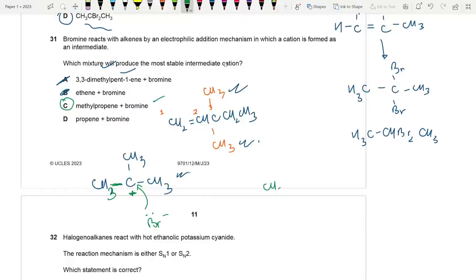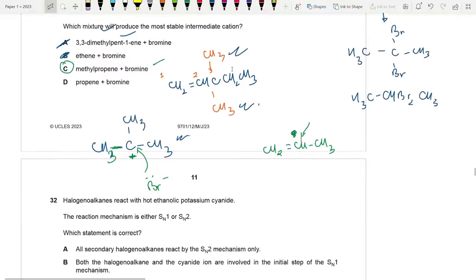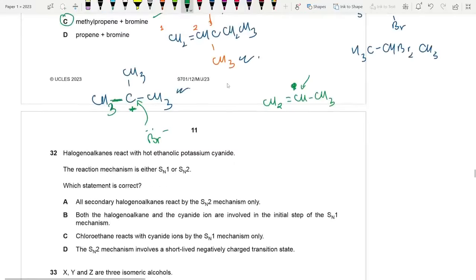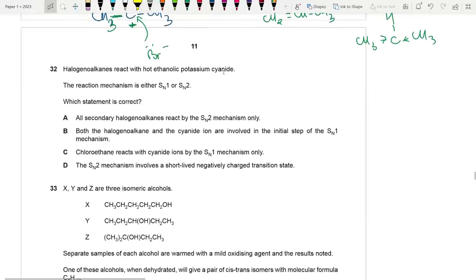Propene is wrong because it's CH2, CH, CH3. It's alright, I mean, it's okay. This carbon over here is a bit stable. It's going to form a secondary carbocation, but not tertiary, not as stable as methyl propene, okay? Because the intermediate is like this, CH3, CH, CH3. So positive inductive effect from two groups.